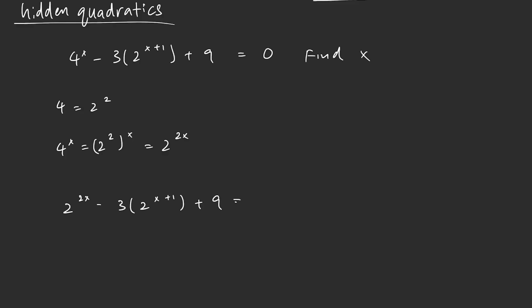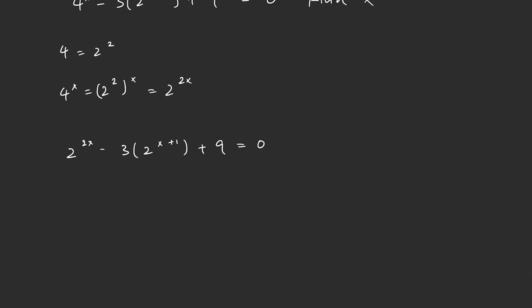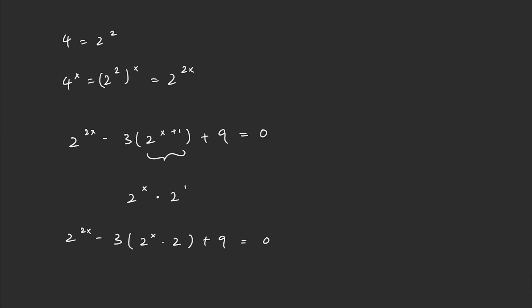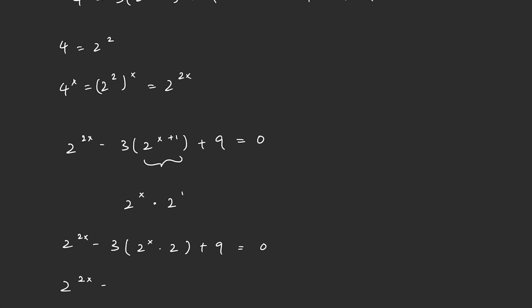Now there's something more we can do inside our bracket. This is a product of 2 to the x and 2 to the 1. So inside the bracket is really 2 to the power of x times 2, plus 9. So we can multiply this 2 with 3. We get 2 to the 2x minus 6 times 2 to the x plus 9 equals 0.